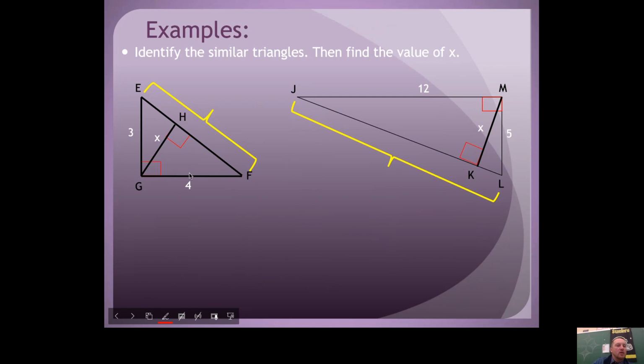We're going to do the same thing with these triangles, except now we're going to get some lengths in here and we're going to solve for these. We'll do that in a different video though.